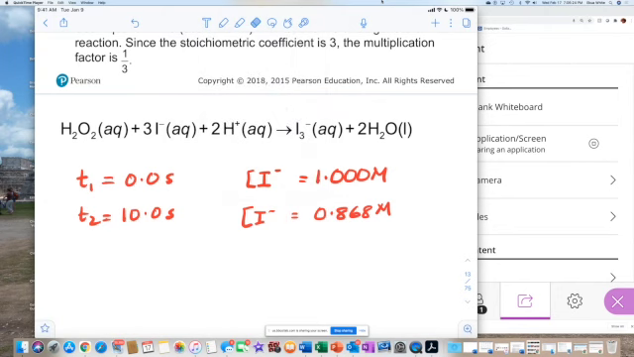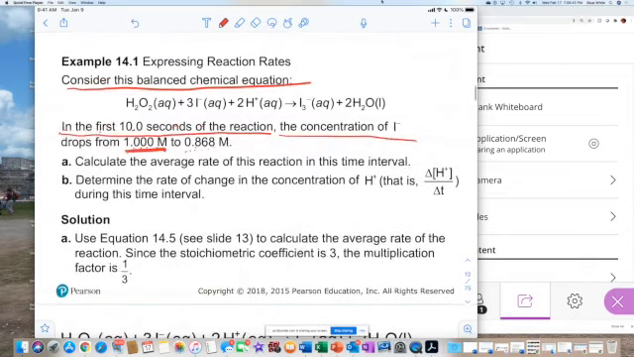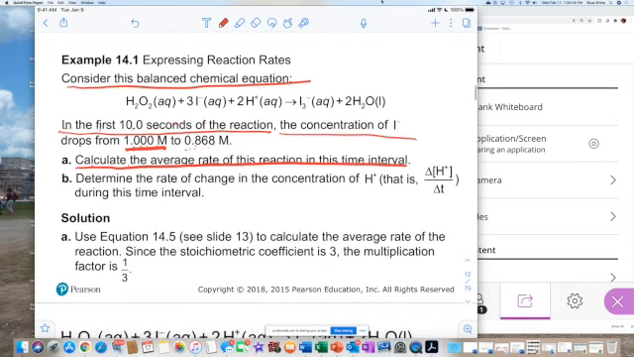I don't want to complicate this, so I just say initial, final. Then maybe I can be consistent here. How about that? Initial, final. Okay. What do they want us to do again? Calculate the average rate of this reaction in this time interval. So we want to figure out the average rate of this reaction in this time interval.